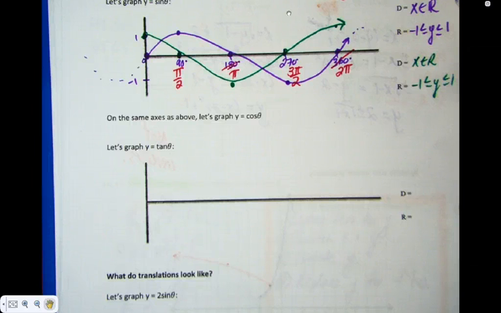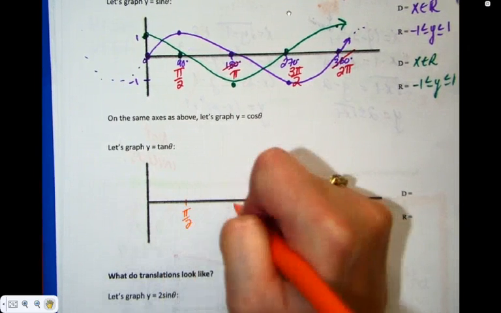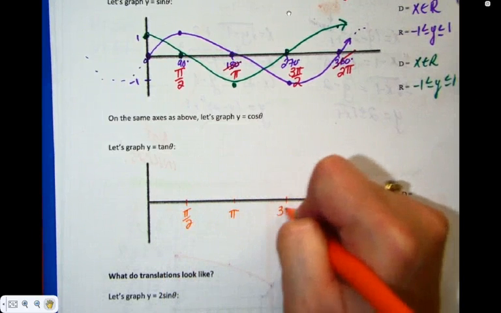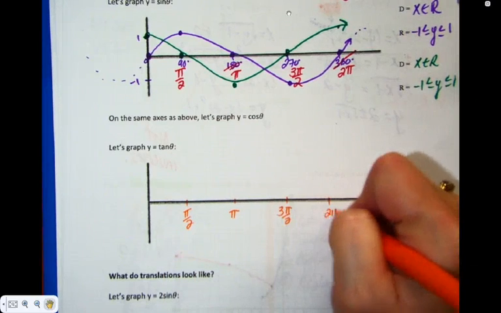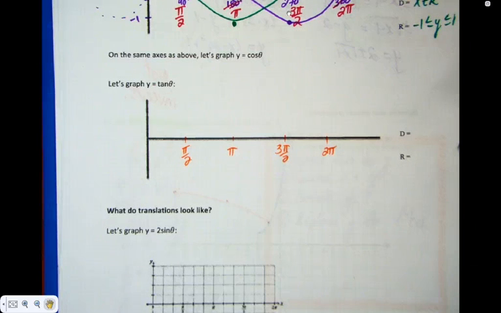So let's set up our axes. I'm going to use the same values that we just talked about, so those pi on 2, and the pi, and the 3 pi on 2, and the 2 pi. And again, we're just using these values because we're now measuring in a circumference instead of degrees. Okay, so let's start at 0.